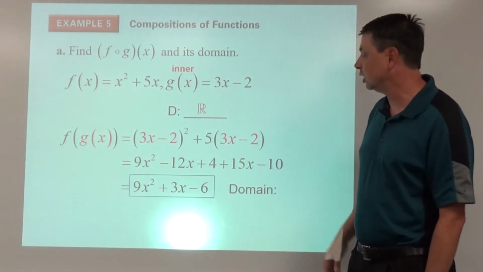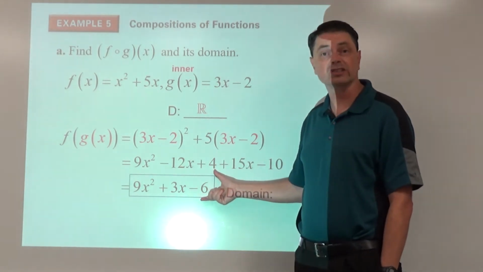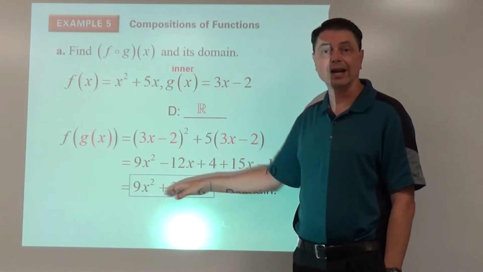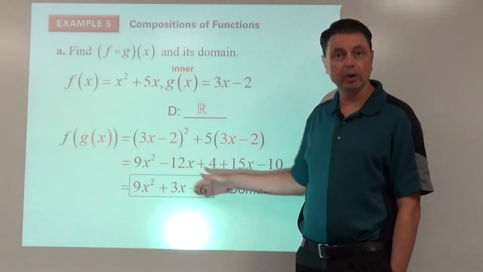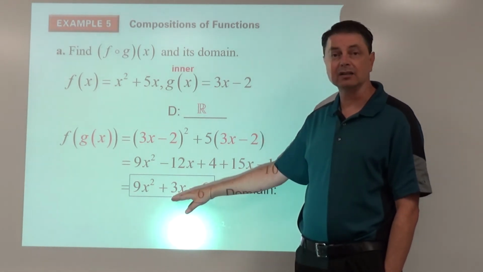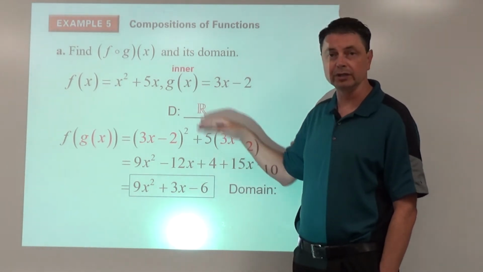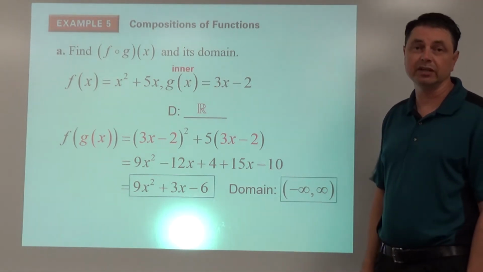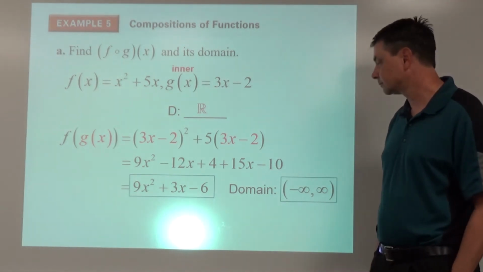Second part, what is the domain? Well, we would be concerned with what's the domain of this. And that's just basically a quadratic function, a polynomial function also. So if we overlap that, all real numbers, with all real numbers, we're going to get, from negative infinity to positive infinity, all real numbers.